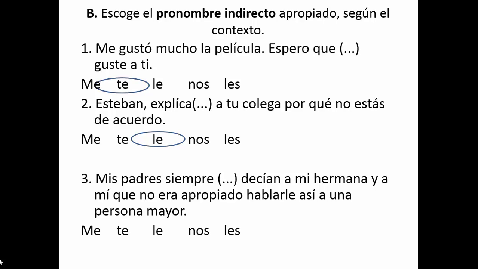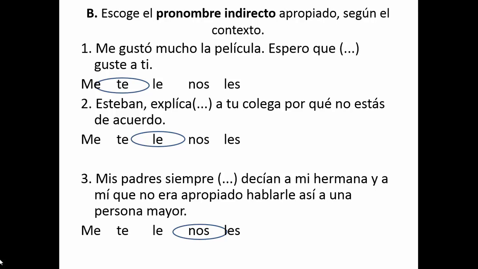Number 3, mis padres siempre blank decían a mi hermana y a mí que no era apropiada hablarle así a una persona mayor. My parents always say to my brother and I that we're not able to talk like this to an older person. So the indirect object is my brother and I. So we need an indirect object pronoun that would stand for us. So in this situation, it would be nos.